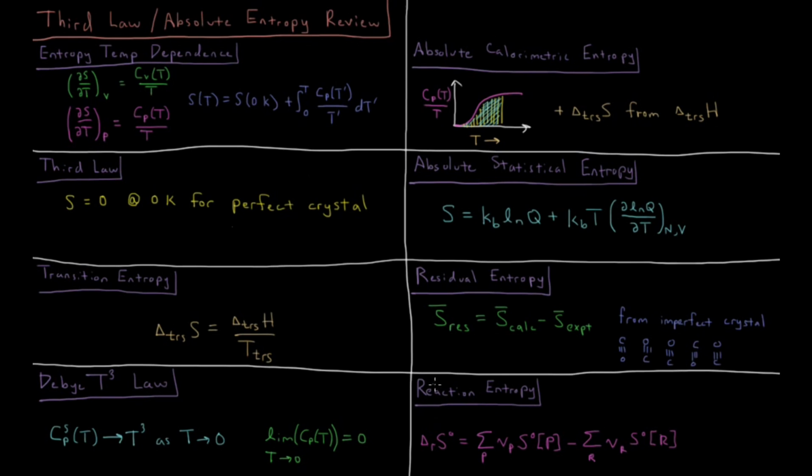You can define entropy for a chemical reaction. The standard entropy change of a reaction is equal to the sum over all the products of their stoichiometric coefficient times the standard molar entropy of that product as determined by experiment or by theory, minus the sum over all of the reactants of their stoichiometric coefficient times the molar entropy of that given reactant.